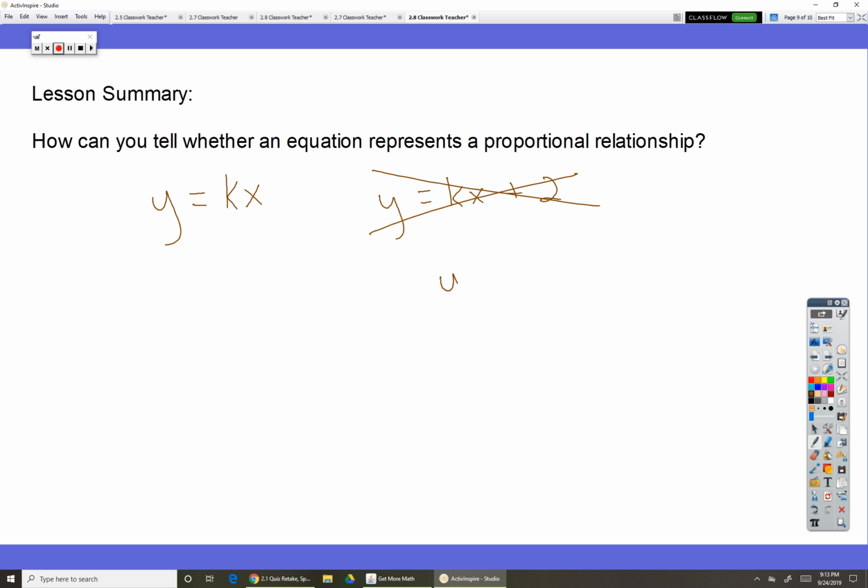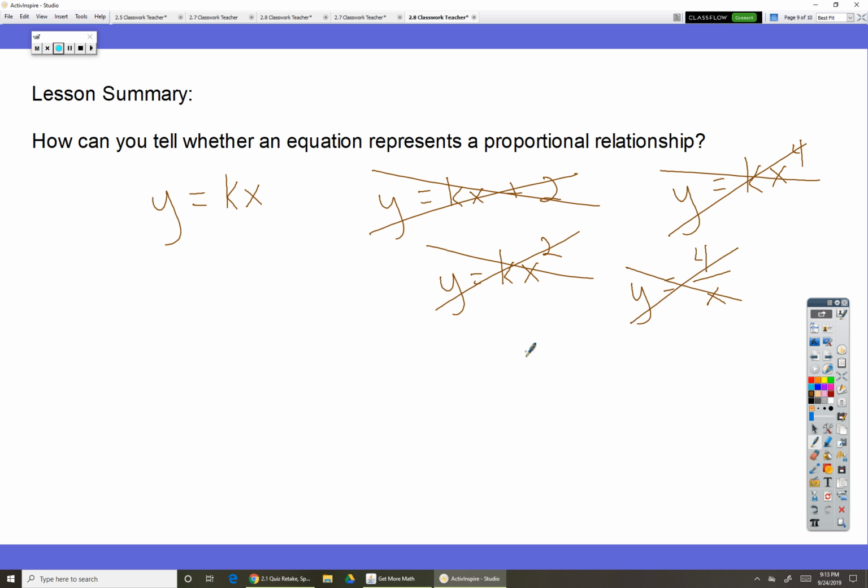If we have something like y equals kx squared, that's not going to be proportional. It just has to be a plain x. If we have something like y equals kx to the fourth power, it would not be proportional. If we have something like y equals 4 over x, that one's not proportional either. But if we were to say y equals x over 5, this one is proportional because it could be written as y equals 1/5 times x, which fits this form. So that's the first way you can tell.